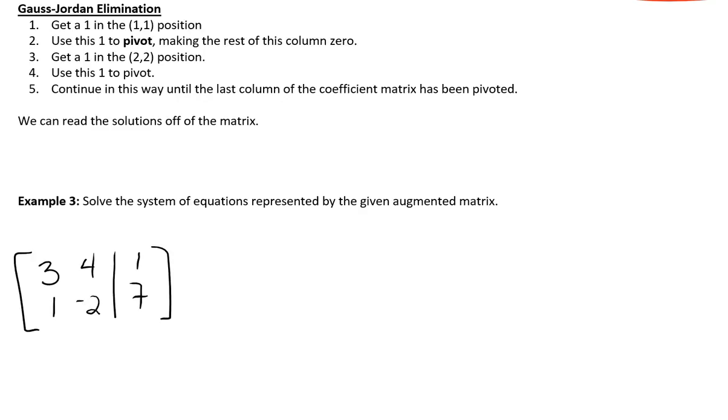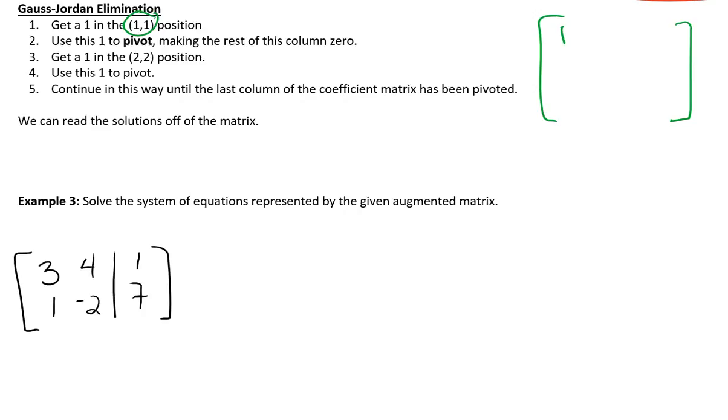The way Gauss-Jordan elimination works is the first thing you want to do is get a 1 in the 1,1 position. So remember, 1,1 is telling us the first row and the first column. So if we were to draw a matrix, we want this entry in the 1,1 position to be a 1. Once we have a 1 here, we're going to do what's called pivoting.